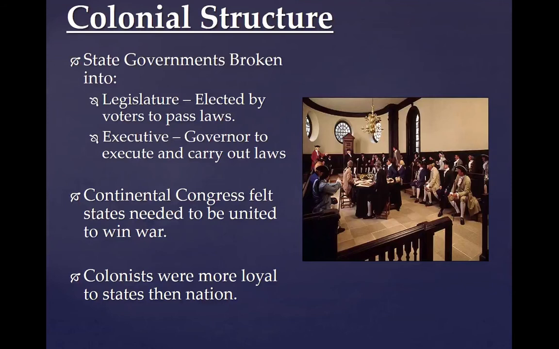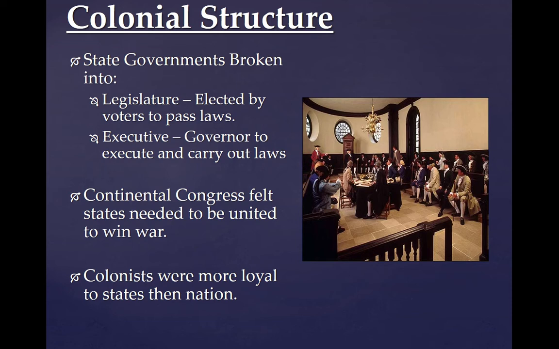So the initial structure of the colonies was really broken down into colonial governments. State governments came about and followed the same path as these colonial governments, basically after the war. And you had two different branches in each of these states. You had the legislature, which were elected officials, and they were there to pass laws. And you had the executive, which was the governor of the state, and they were there to carry out and execute the laws.